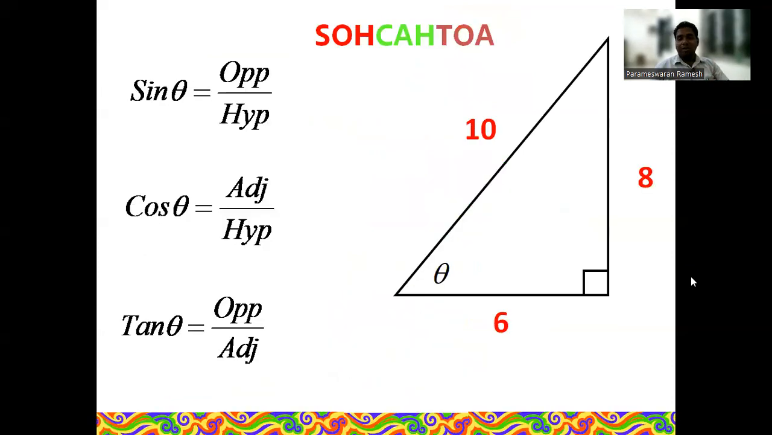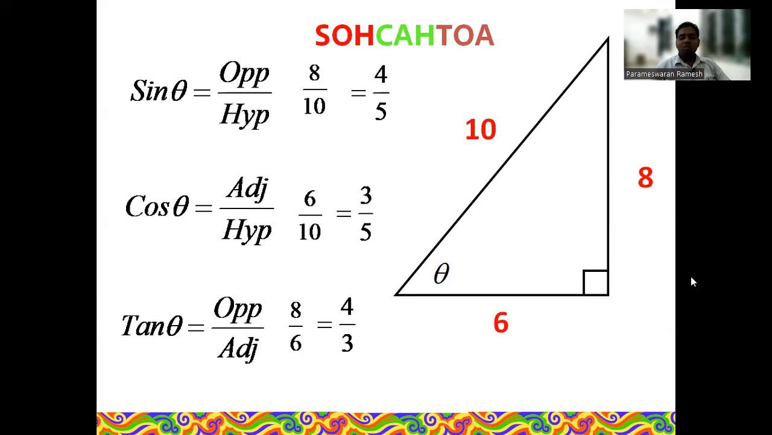Let us find the values here. In this picture, the hypotenuse is 10, the adjacent is 6, and the opposite side is 8. The opposite side by hypotenuse is 8 by 10. If you cancel, you get 4 by 5, which is 0.8. Then 6 by 10 is 3 by 5, and 8 by 6 is equal to 4 by 3.